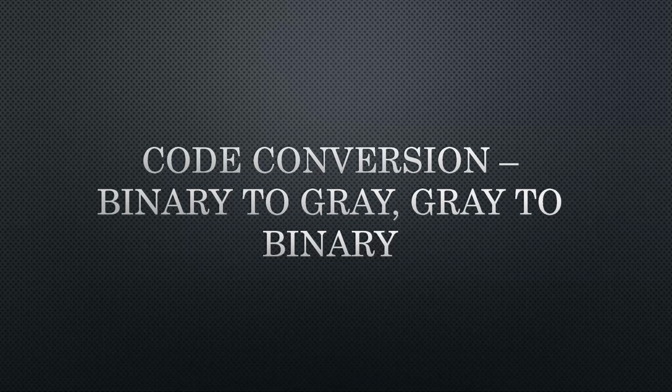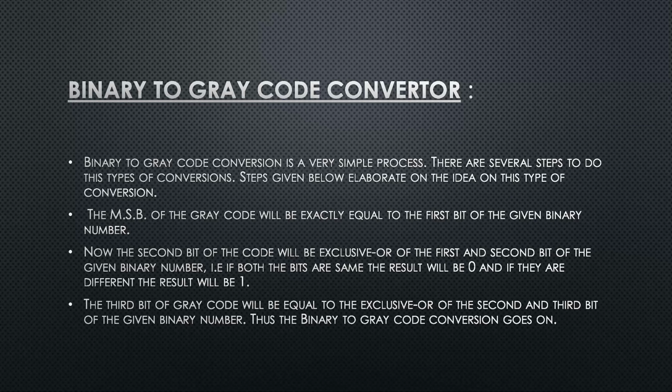Hi, now we are going to see about code conversion, binary to gray and gray to binary. First of all, I will let you know what is meant by code. Code is a symbolic representation of discrete information. There are different types of codes used here, and now we are going to see about a binary to gray code conversion.